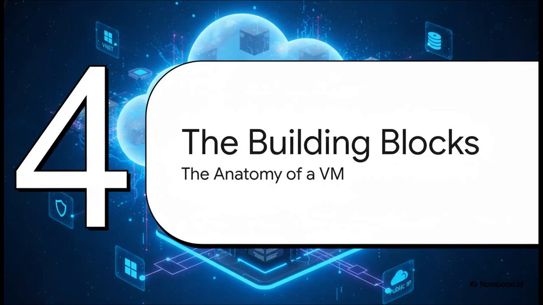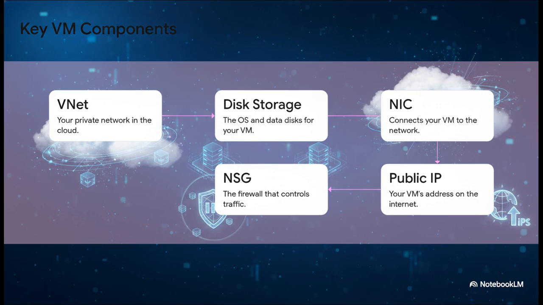All right, so we've picked our specialized machine. Now what? Let's pop the hood and take a look at the engine. What are the essential parts that make every single one of these virtual machines actually work? The best way to think about it is like building a secure house on the internet. Your virtual network, or VNet, that's your private piece of land in the cloud. The disk storage, that's the foundation and all the rooms where you're going to keep your stuff.